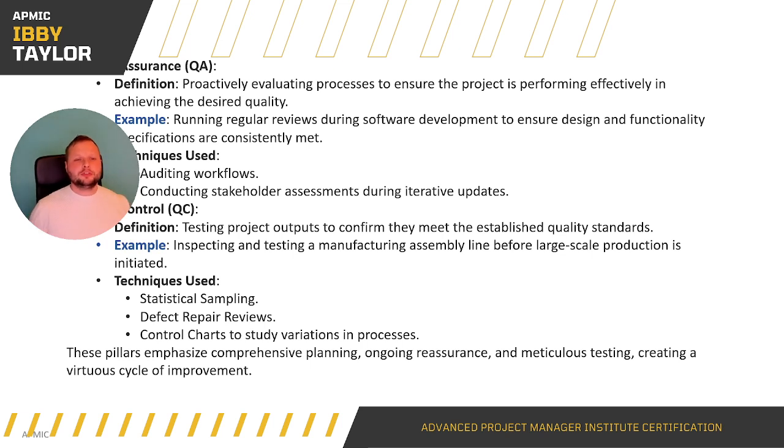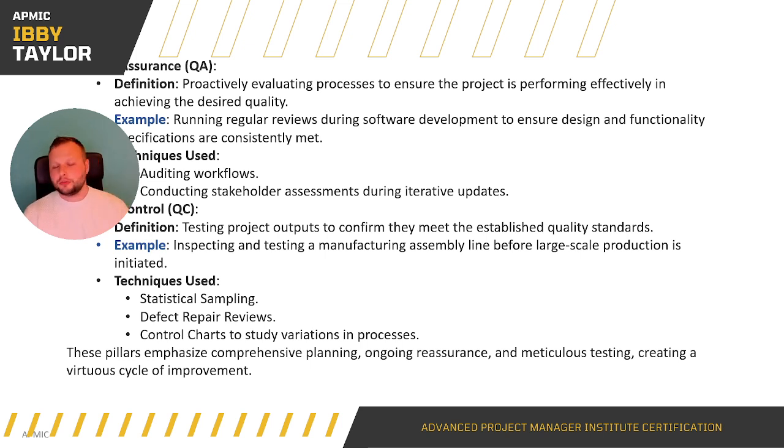That then moves on to quality assurance. Proactively evaluating processes to ensure the project is performing effectively and achieving the desired quality. So this is a constant thing. You're constantly working to ensure and assure that your quality standards are being met. So example, running regular reviews during software development to ensure design and functionality specs are consistently met. And this is just a constant process throughout the project that you need to be taking an active approach in, making sure that your quality standards and benchmarks are being adhered to.